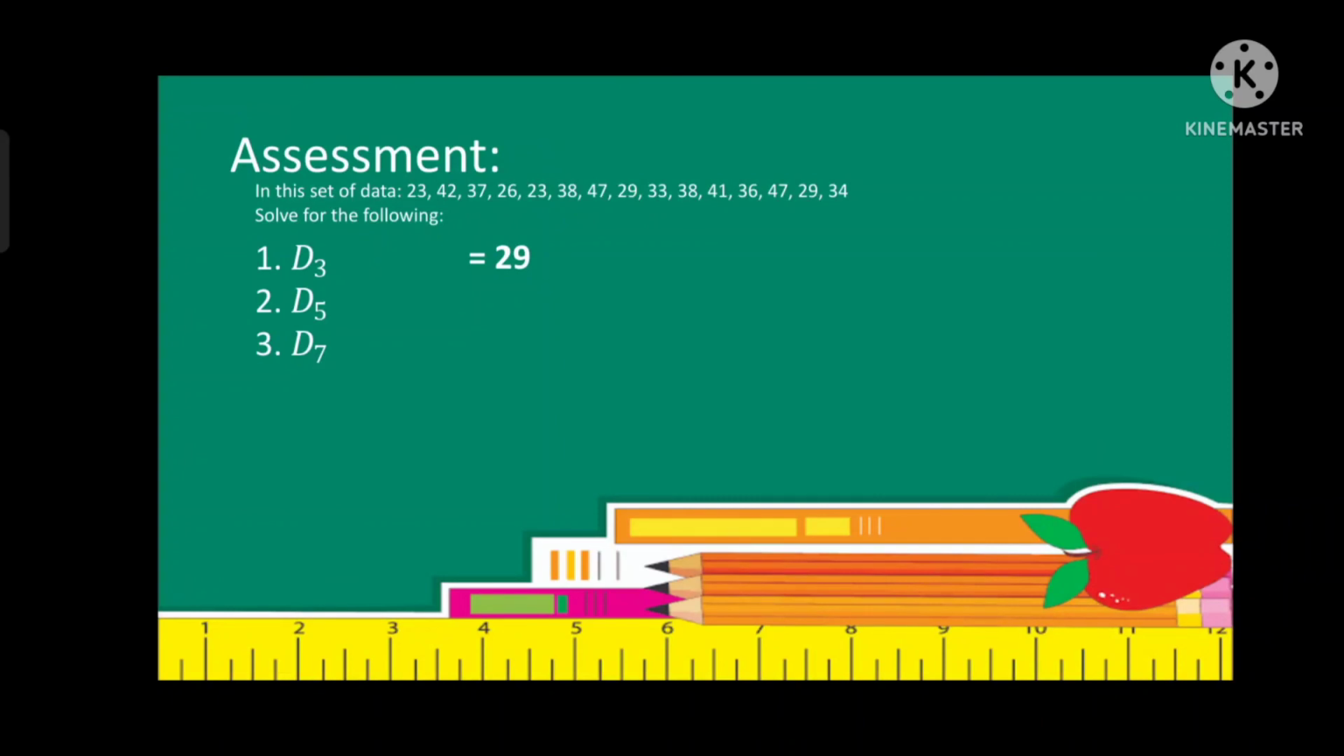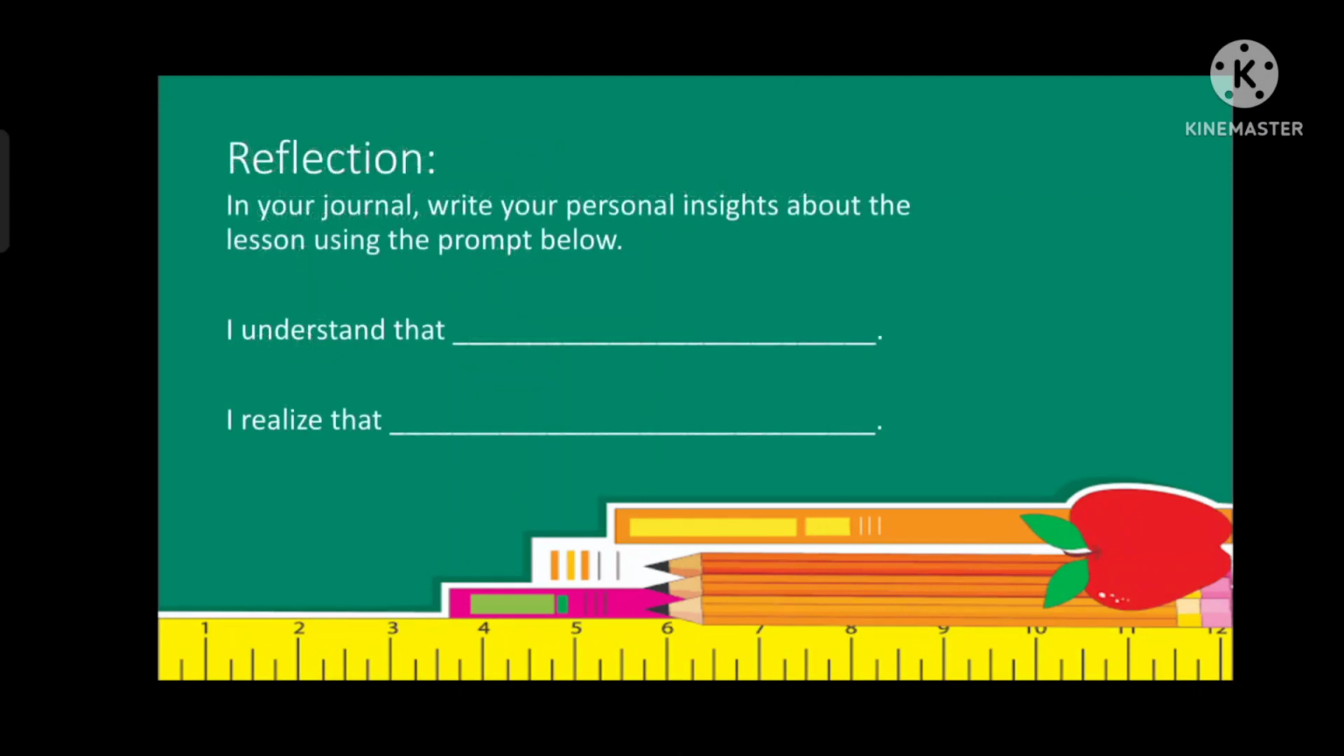So, let us check your answer if those are correct. So we have 29, 36, and 38.6. Very good. So now, the reflection. In your journal, write your personal insights about the lesson using the prompt below. I understand that, and I realize that.